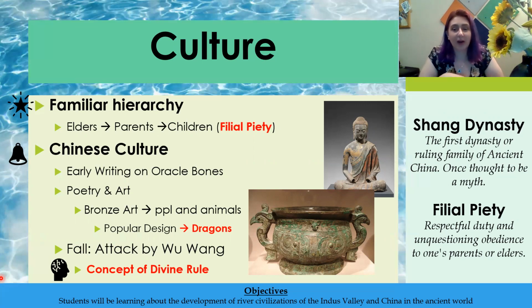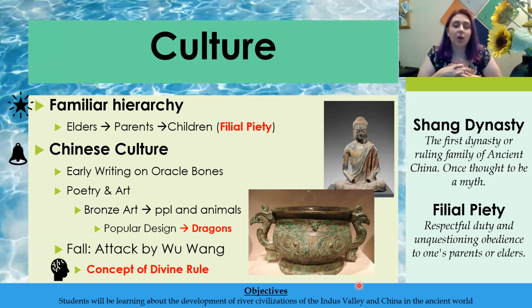Another big part is Chinese culture. Like I said, they had early writings on these oracle bones, as well as pottery and art. They were one of the first generations to do bronze art. Usually this bronze art was of people, like up here you see this man praying, as well as pots with different animals. One of the most popular designs were dragons, which is why we often associate dragons with China, because it was one of the earliest popular designs and something really important to the mythos and the beliefs of China.